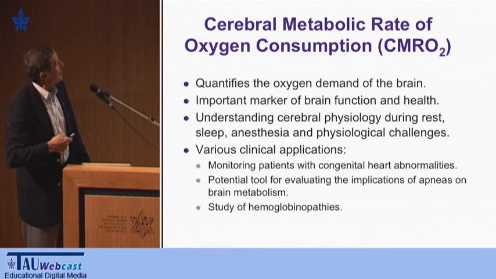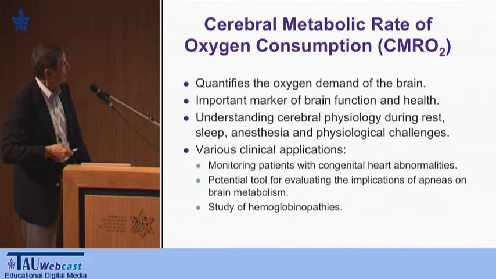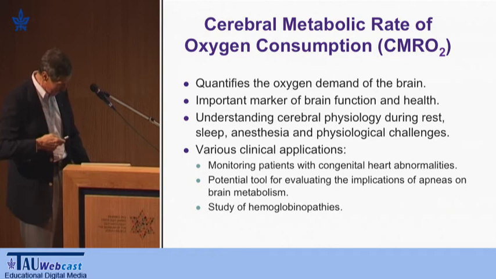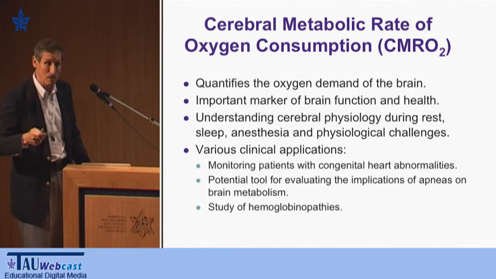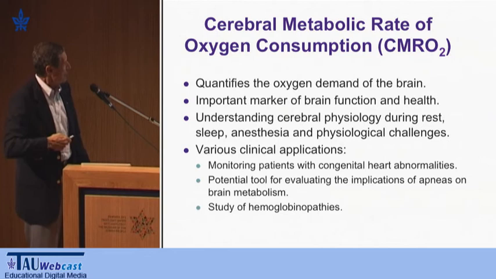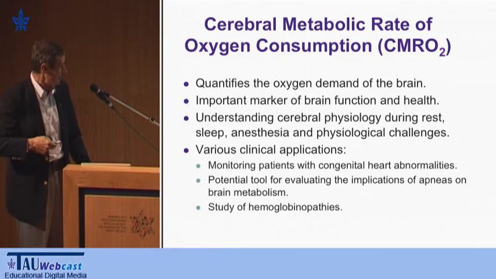Now, why is this important and what is it? CMRO2 quantifies the oxygen demand of the brain. We have heard quite a bit this morning from Bob Shulman's lecture. Of course, it is an important marker of brain function and health. We would like to understand cerebral physiology during rest, sleep, anesthesia, and Bob actually gave us some examples obtained with very different technology. And there are various possible clinical applications: monitoring patients with congenital heart abnormalities where the blood is mixed, in other words, they don't really get arterial blood. It provides us with a tool for evaluating the implications of apneas on brain metabolism. We have a project in progress, and we can study various hemoglobinopathies.